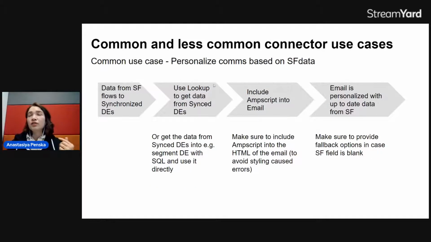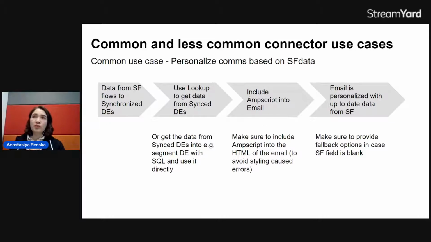Okay, and the next one is personalization of comms based on Salesforce data. You are able to get the data from Salesforce, and as it flows into synchronized data extensions, you can use the AMPscript lookup function to get the data from there. Or you could create a segment from synchronized data extensions using SQL and get the data that way and actually use it directly. Either way, you're able to get the data using AMPscript in your email.